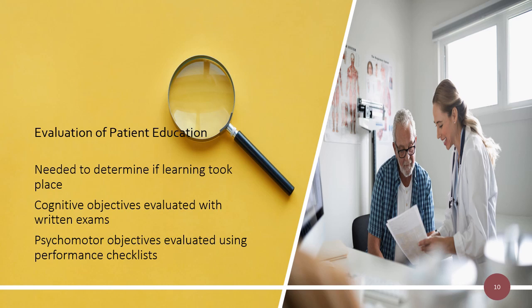Cognitive objectives are often evaluated with the use of a written examination or a verbal examination. Objectives in the affective and psychomotor domains are evaluated with the use of performance checklists. Informal evaluation should occur during the educational process. The RT can ask simple questions along the way to identify whether the patient has comprehended the information.